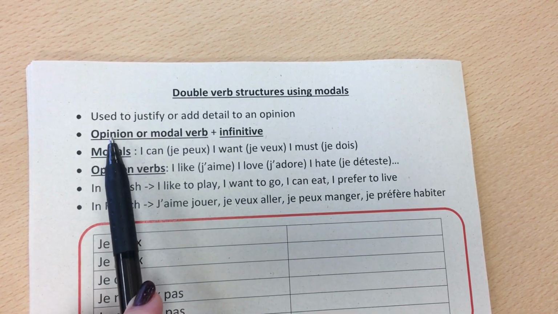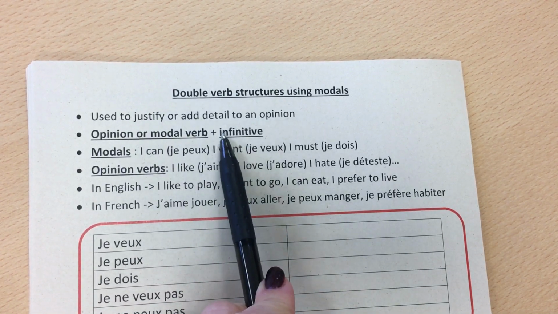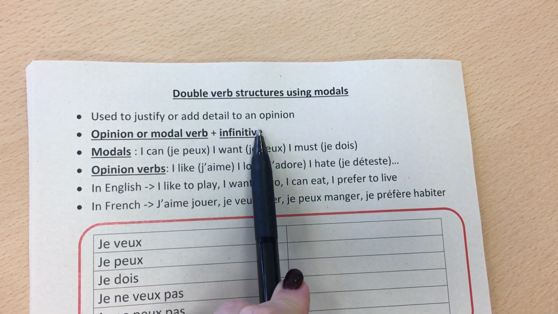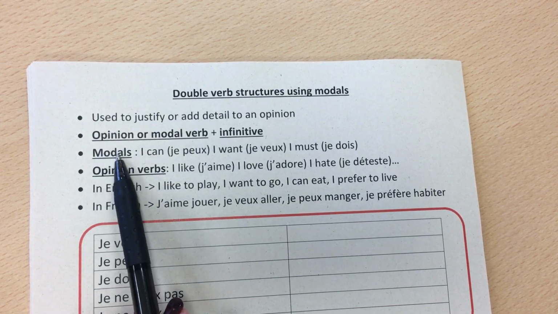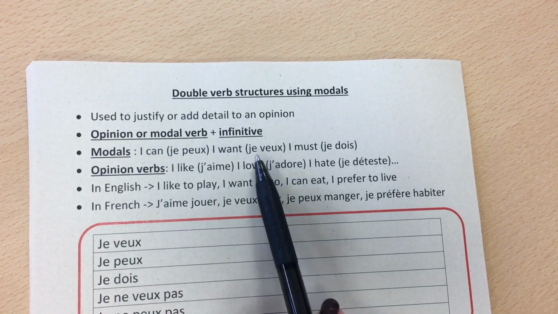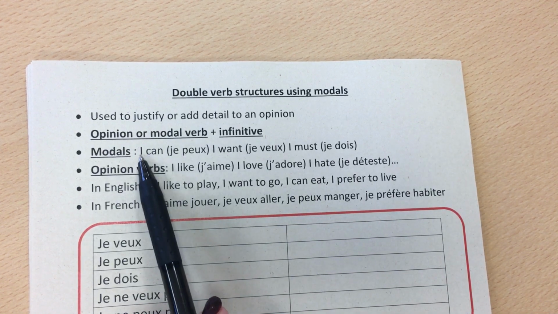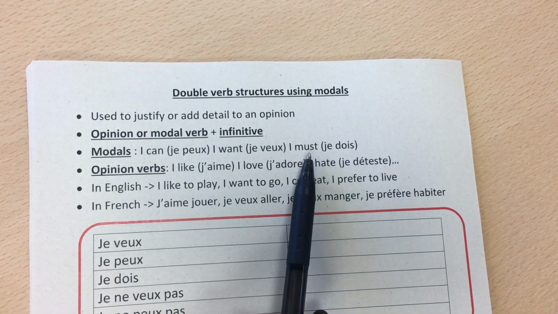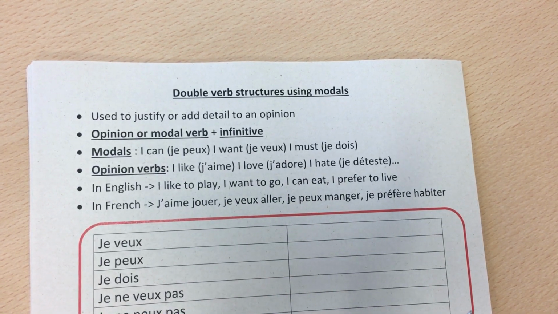We create a double verb structure by using an opinion or a modal verb and following it with an infinitive. Let's have a little look at what this actually means. Our modal verbs, there are three of them. We have je peux, je veux, and je dois. These modal verbs mean I can, I want, or I must. These words are new to us and we're going to be practicing them a lot in this video and in your homework tasks.